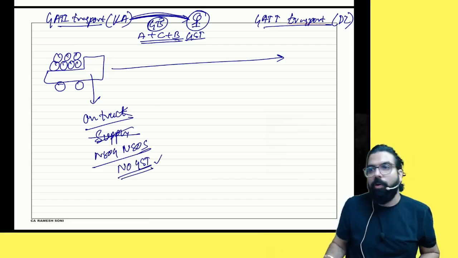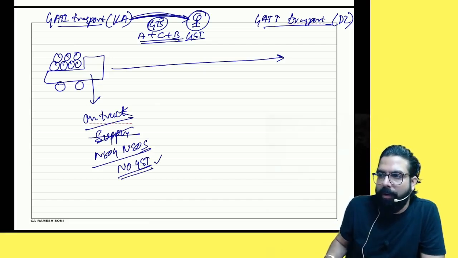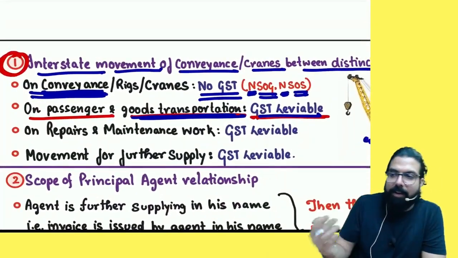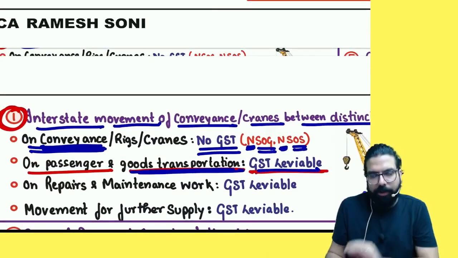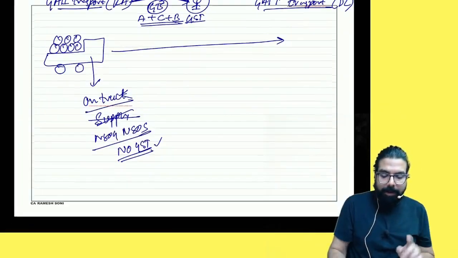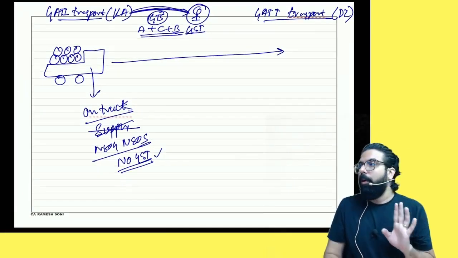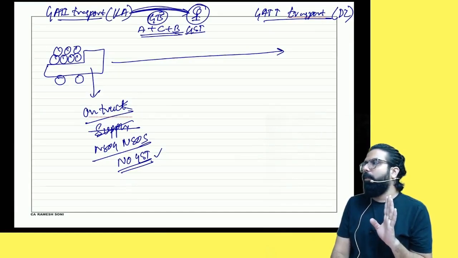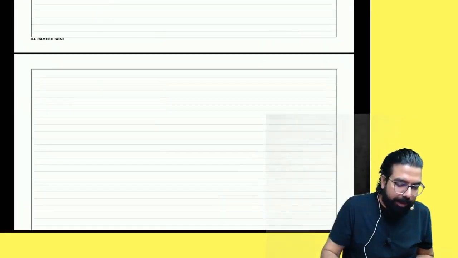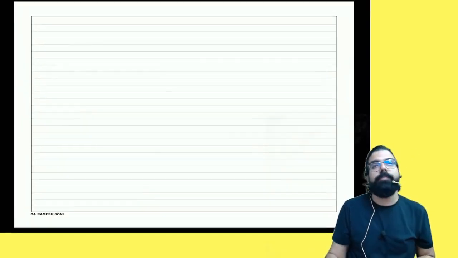Is my point clear to all? Can we go ahead, everyone? So on conveyances like truck, bus, etc., there will be no GST. I'll give you one more example. People, did you understand this point? Guys and girls, any doubt with this point? Okay. Now I want to ask you one more question.